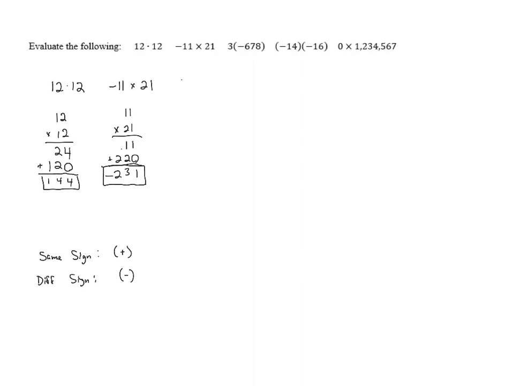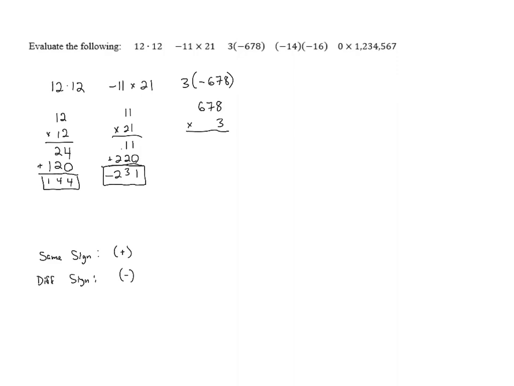All right, let's continue. 3 times negative 678. Remember, when a number is written next to a parenthesis without an addition or a subtraction or a division sign, that means multiplication. Now, we're going to set this up with the number that has more digits going first, 678 times 3. We're going to ignore that negative until the end.